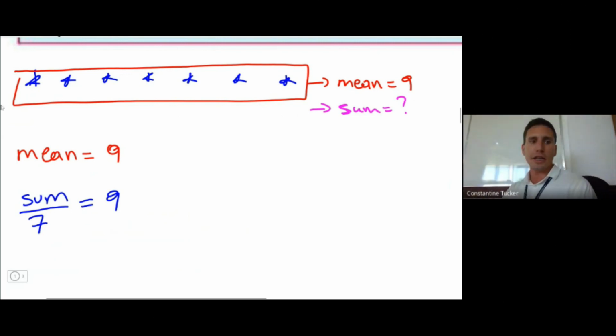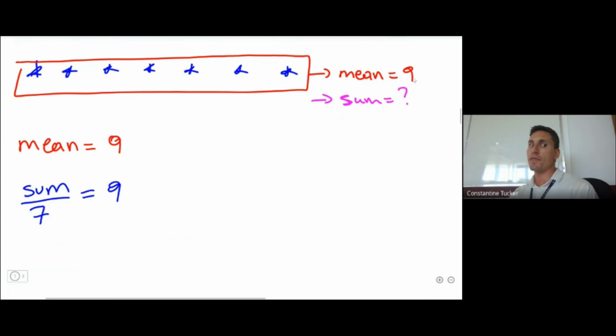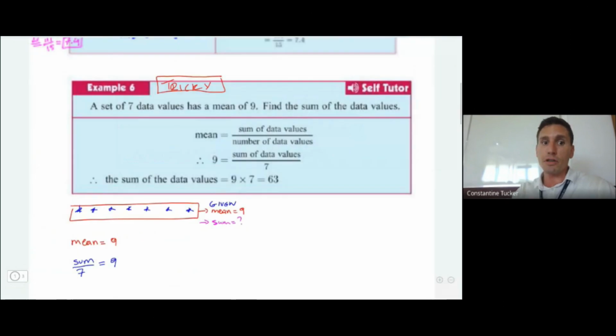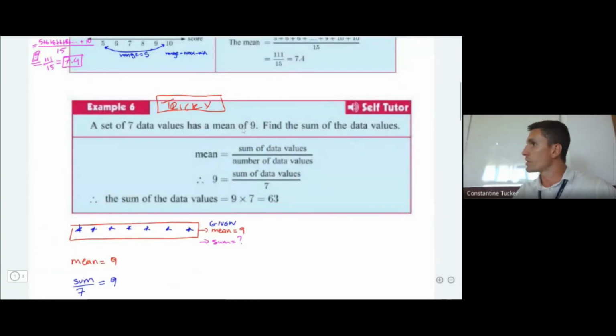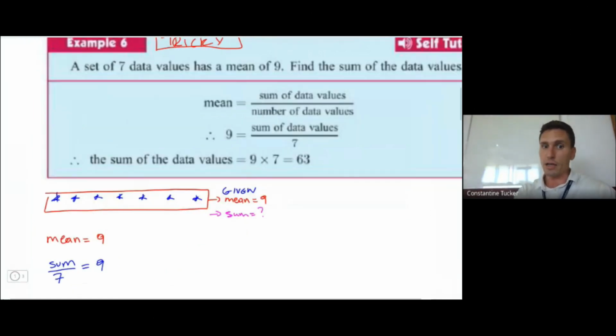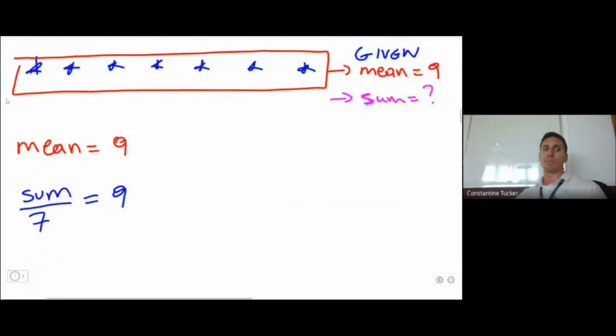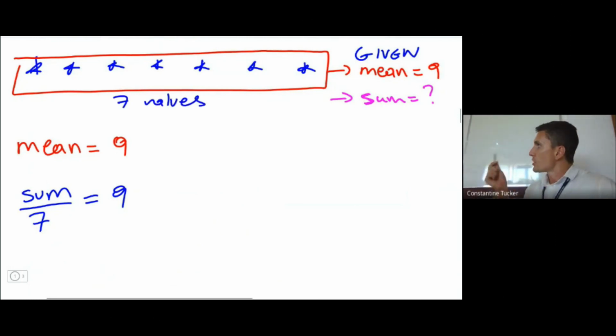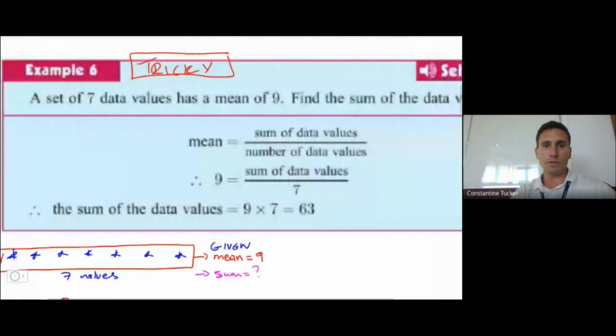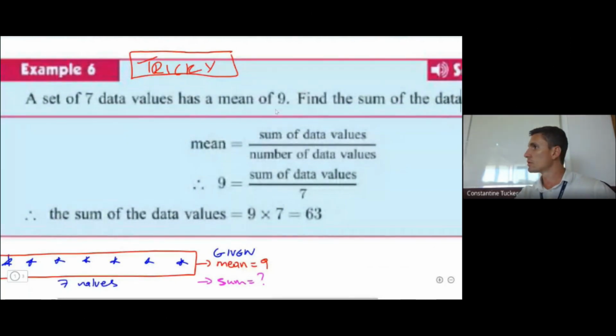How do I know I need to add and divide by 7? It's a mean. They gave you that the mean is equal to 9. This is given. The question said, I'm giving you 7 values. The mean of these values is 9. I don't know the values, but I know there's 7 values, right? 7 little asterisks here. So I know if I add these 7 and divide by 7, the answer is going to be 9 because they gave that to me in the question. You see this? That's what it's saying.